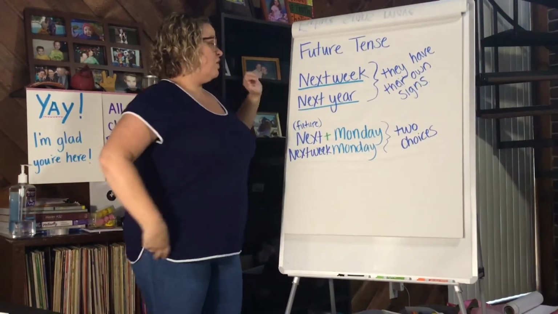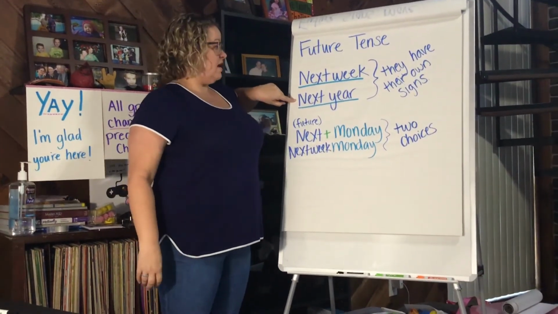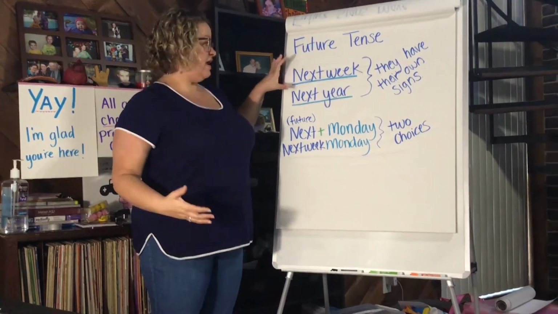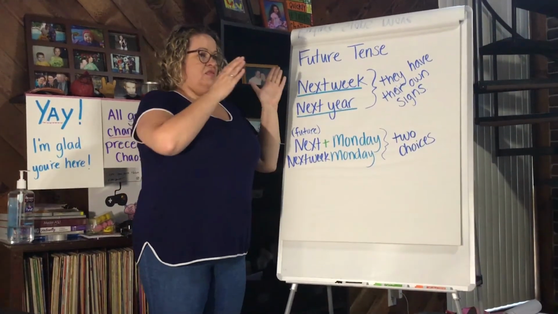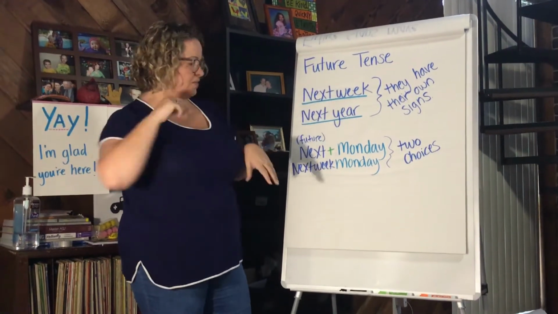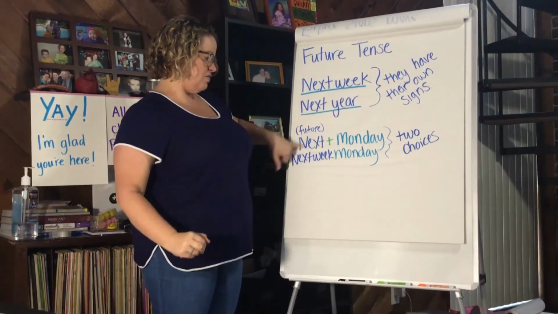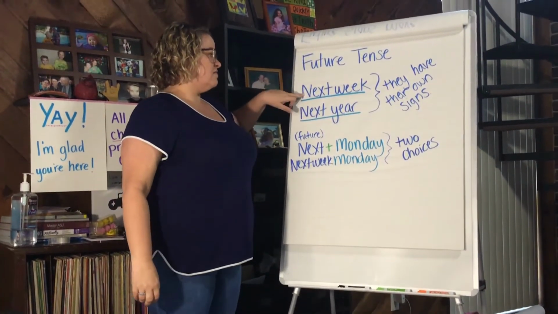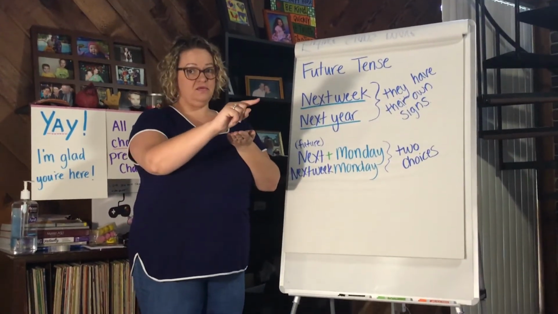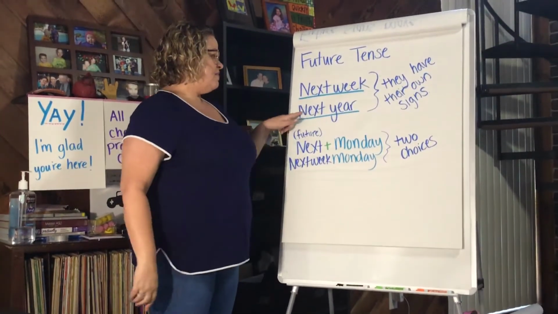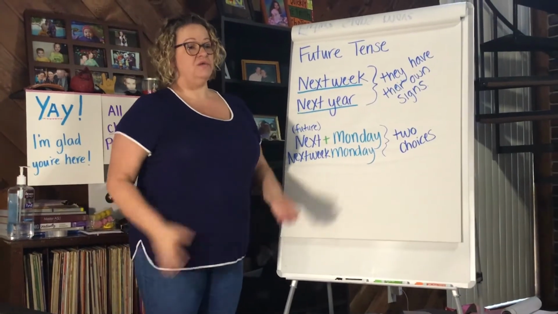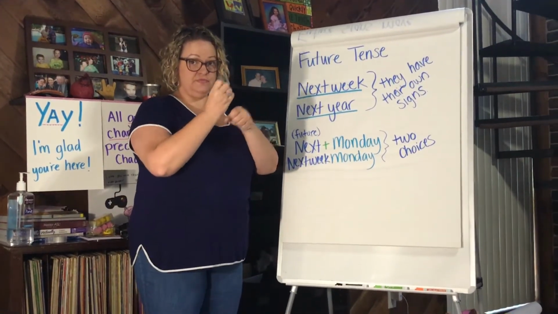All right. So these two signs don't follow that rule. They don't have a this-plus-this-equals-that kind of formula we were working with before, like some of the other ones do. They have their own sign. So please sign with me generic next week. Okay, next week. And then we got our good friend next year. Please sign with me next year. Next year.